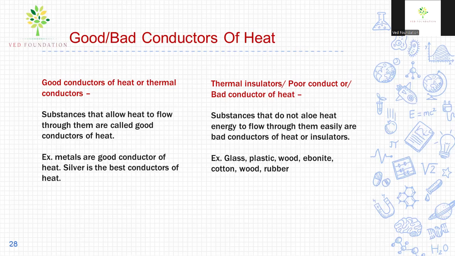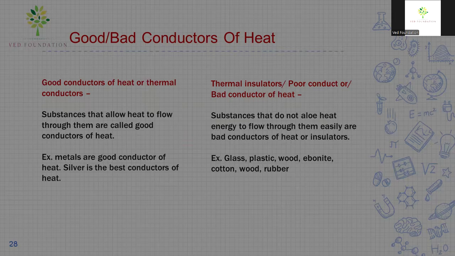Thermal insulator. Substances that do not allow heat energy to flow through them are called bad conductors of heat or thermal insulators. Examples of thermal insulators are glass, plastic, wood, ebonite, cotton, rubber, wool, etc.